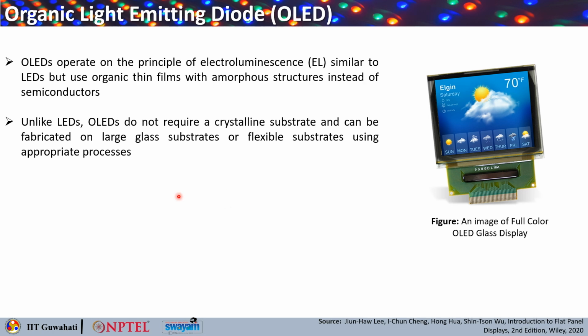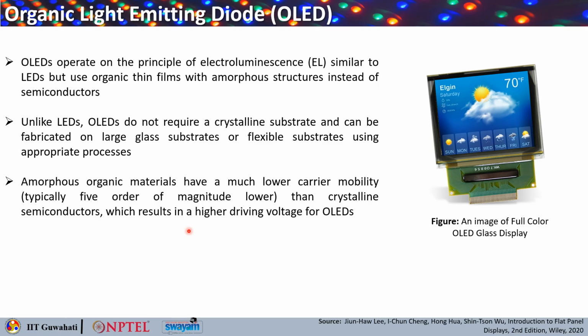Unlike LEDs, OLEDs do not require a crystalline substrate and can be fabricated on large glass substrates or flexible substrates using appropriate processes. Okay. So, this kind of material, like the amorphous organic materials, has a much lower carrier mobility, typically 5 orders of magnitude lower than the crystalline semiconductors. So, you can understand the driving voltage requirement for OLEDs is significantly higher as compared to LEDs.